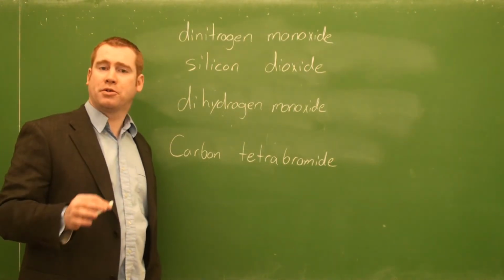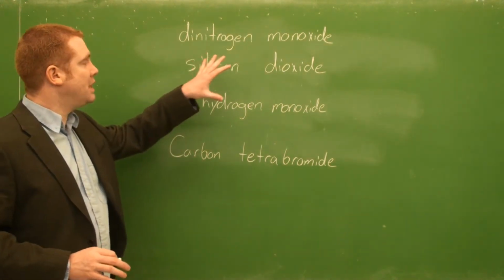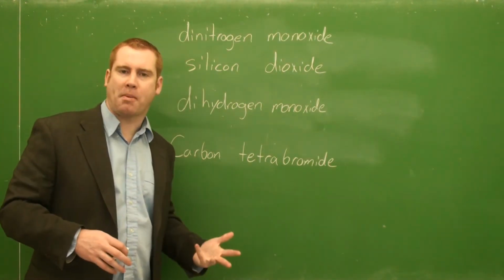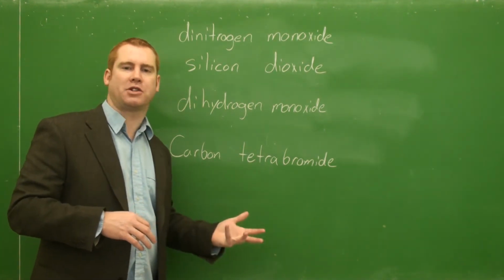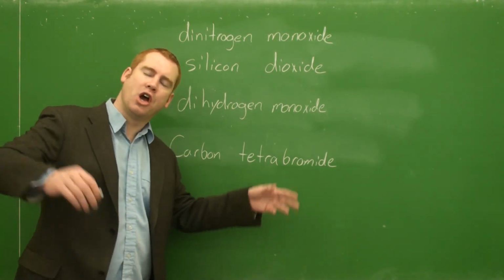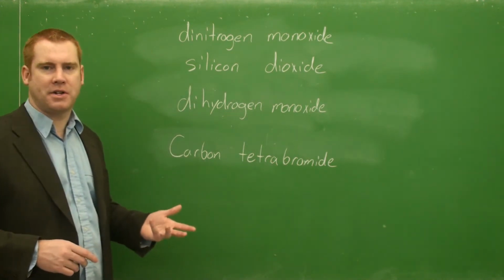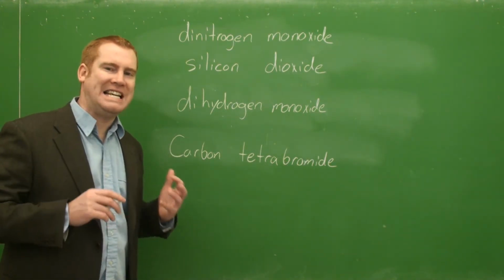Okay, let's try some examples going the other way. This time we've given you the name, now we're going to ask you to come up with the formula. Before, what we did is we tried to figure out the number of valence electrons, use that to determine the ionic charge, crisscross, reduce if necessary. This is actually a lot easier.